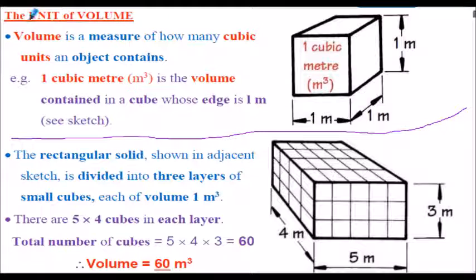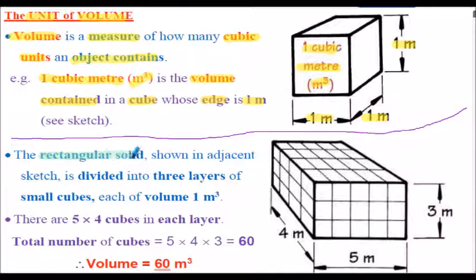So let's consider the unit of volume. Volume is a measure of how many cubic units an object contains. So 1 cubic meter, short form shown here, is the volume contained in a cube whose edge is 1 meter. As shown in the sketch here, each of the sides of this cube are 1 meter, so the volume of the cube is 1 cubic meter.